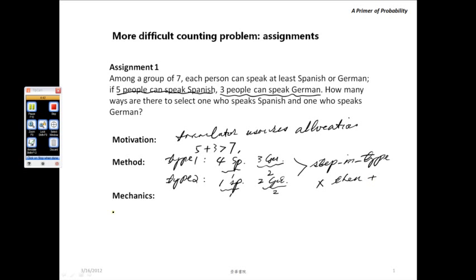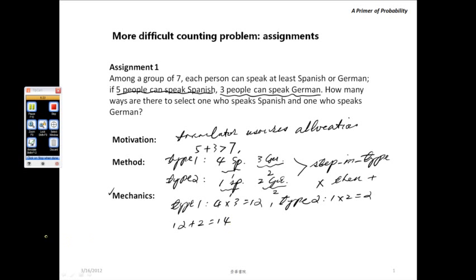So, mechanics. For type 1, there are 4 times 3 equals 12 different ways. For type 2, there are 1 times 2 equals 2 different ways. Together, there are 12 plus 2 equals 14 different ways to get the job done.